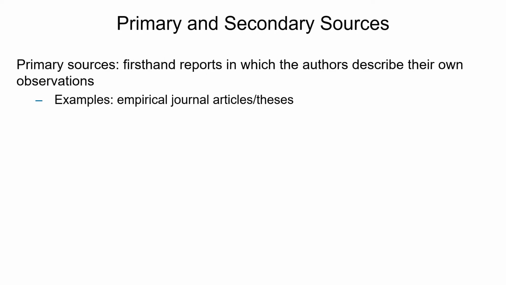I already mentioned this next thing, primary and secondary sources, but let's define that real quick. Primary sources are basically first-hand reports in which the author describes their own observations. This is where you're going to look in things like journal articles, theses and dissertations, anything where a researcher researched that specific thing, and they publish it, typically one time. They might do a related study later where they publish that, but they publish it once.